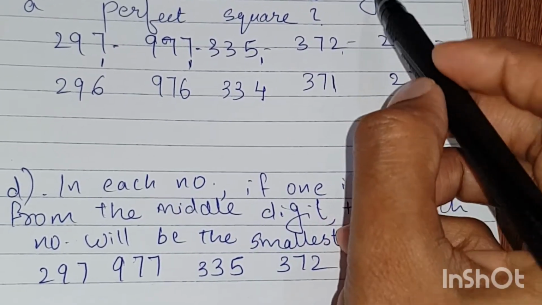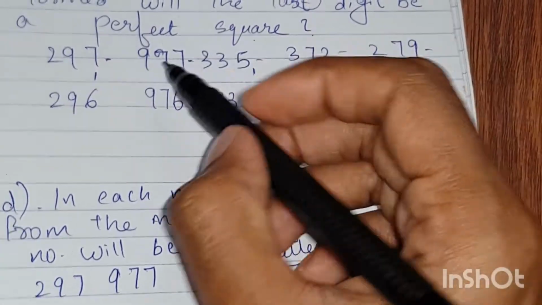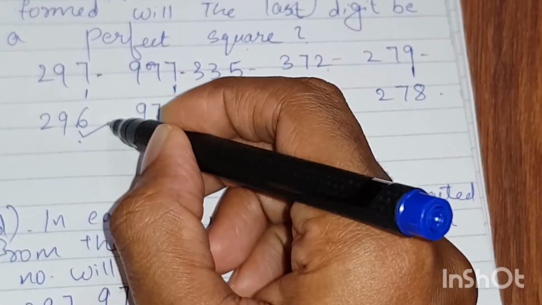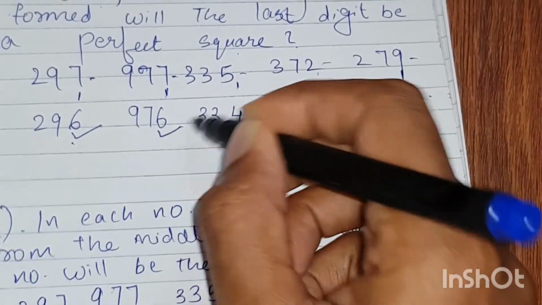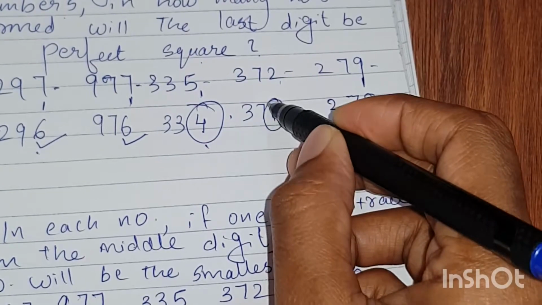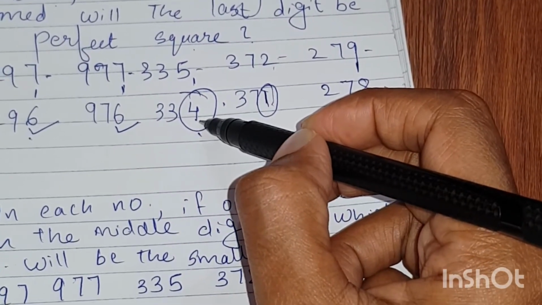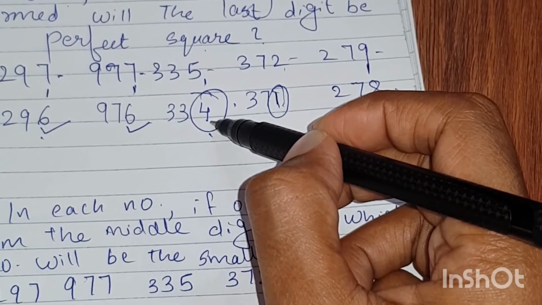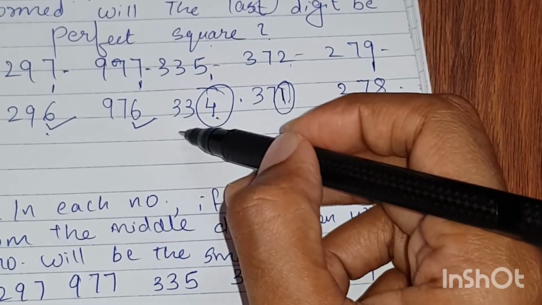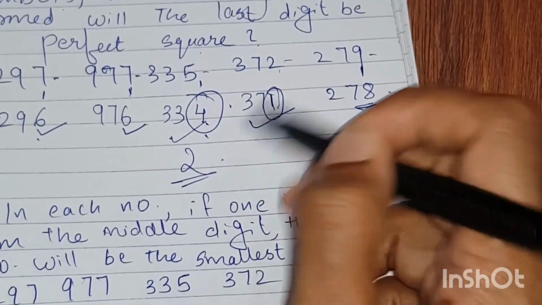Now the question is, in how many numbers so formed will the last digit be a perfect square? So 6 is not a perfect square. 6 is not a perfect square. 4 is a perfect square, right? 1 is a perfect square. 8 is not a perfect square. So how many numbers have the last digit a perfect square? 2 numbers, right? So the answer is 2.